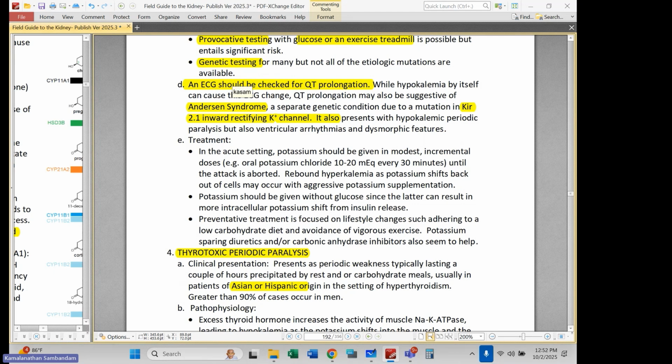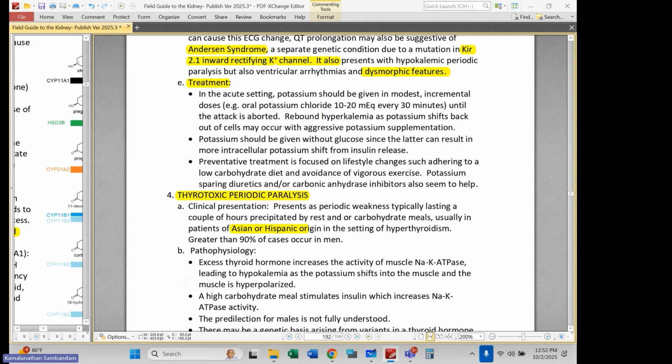It's a different mutation. Again, usually it's a sodium and calcium channel that's defective. This is actually a defective potassium channel that is underpinning this form of periodic paralysis. Okay. There is also some dysmorphia to the clinical picture as well.